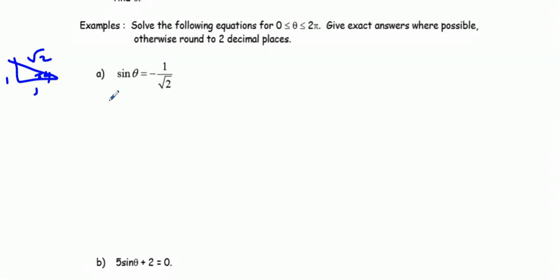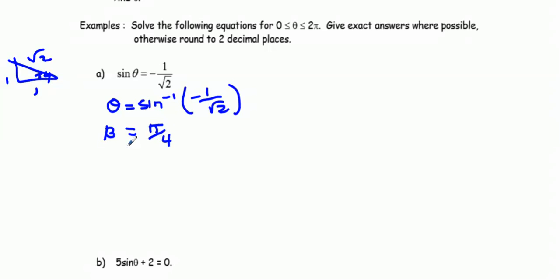So what I know so far is that if I take the inverse sine of negative 1 over root 2, I know that my reference angle, my angle between 0 and pi by 2, or 0 and 90 degrees if you want to think back to grade 11, is going to be pi by 4. But I know that this ratio is negative, so sine is negative in quadrants 3 and 4. So I need to solve this for quadrants 3 and 4.